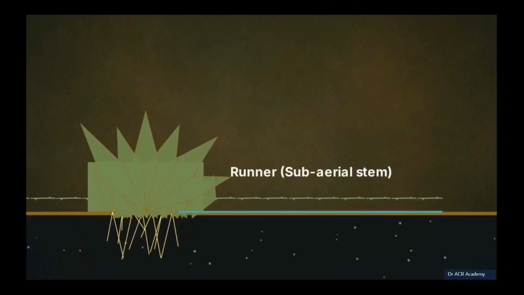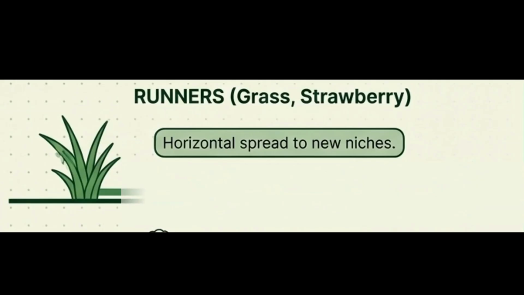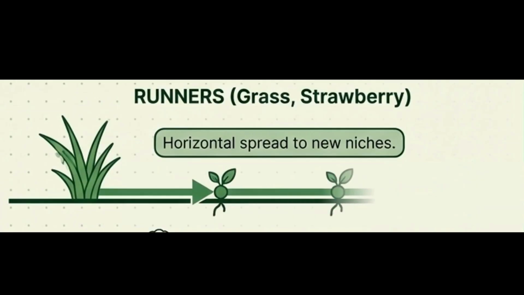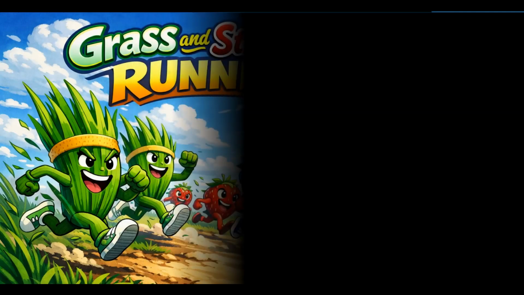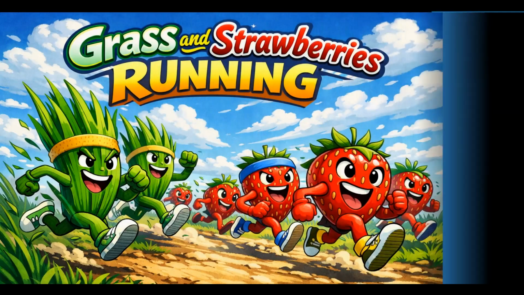I want you to literally picture this, blades of grass and little strawberry plants, and they are running flat across the surface of the soil. And wherever they touch down, they put out new roots and start a new plant. So, runners run flat. Simple. The simple way to remember the examples of runners is grass and strawberries are always running.